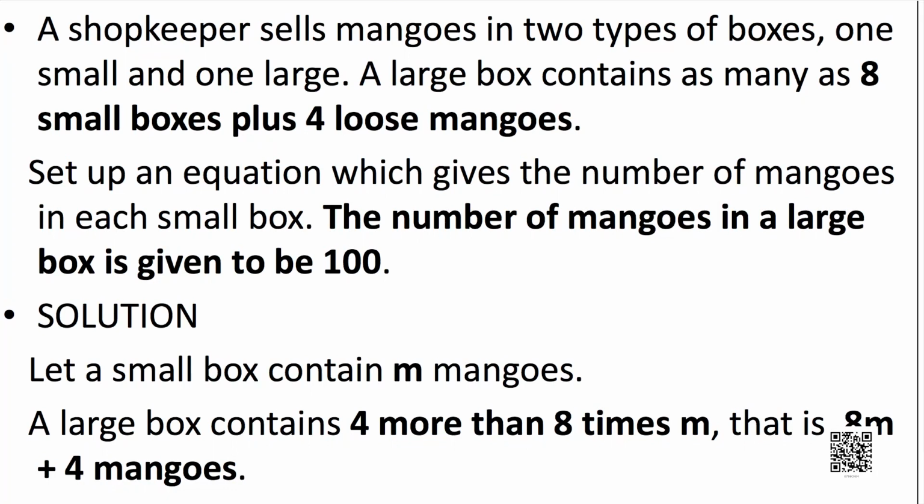In the fourth example, a shopkeeper sells mangoes in 2 types of boxes, one large and one small. A large box contains as many as 8 small boxes plus 4 loose mangoes. Set up an equation which gives the number of mangoes in each small box. The number of mangoes in a large box is given to be 100.